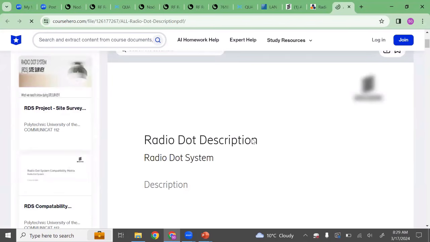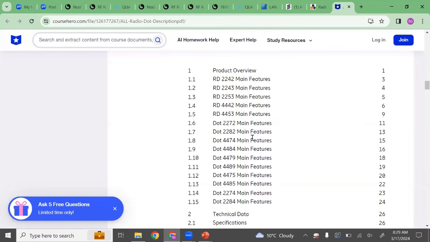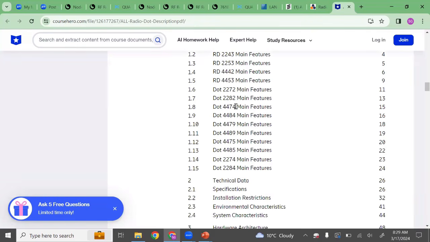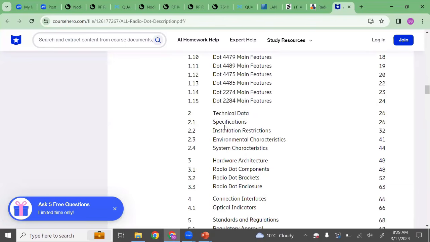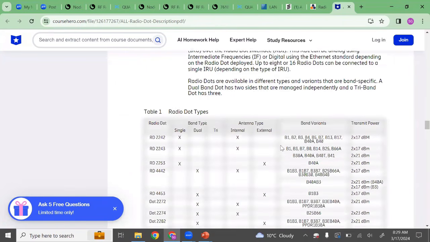In case of Ericsson, various kinds of R dot options are available. If you go to this website, all those details will be there. As I said, Course Hero is one of my favorite websites to get documents related to any company or any OEM. If I go there, you can see all the dots available for Ericsson, like 2242, 2243, 4453, 4442. All those dots are available, and their technical data and specifications are available on this particular website, right?